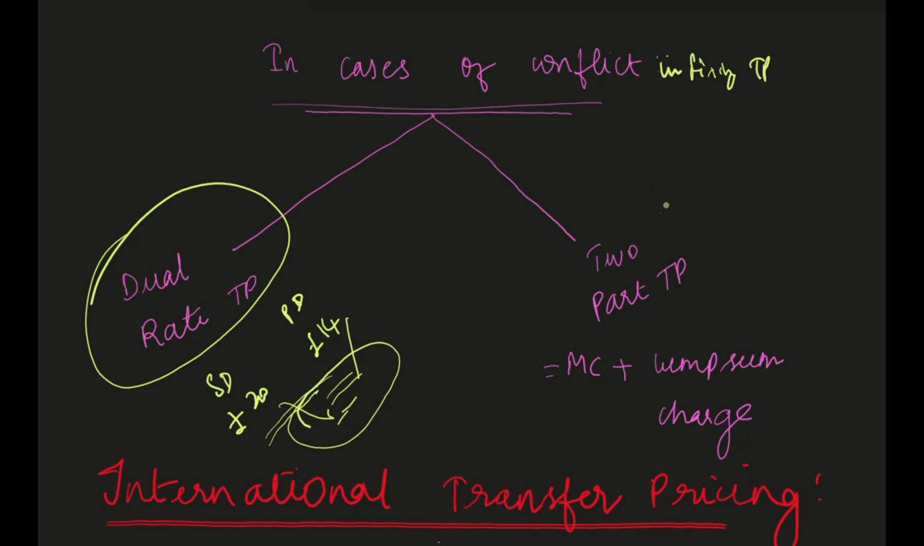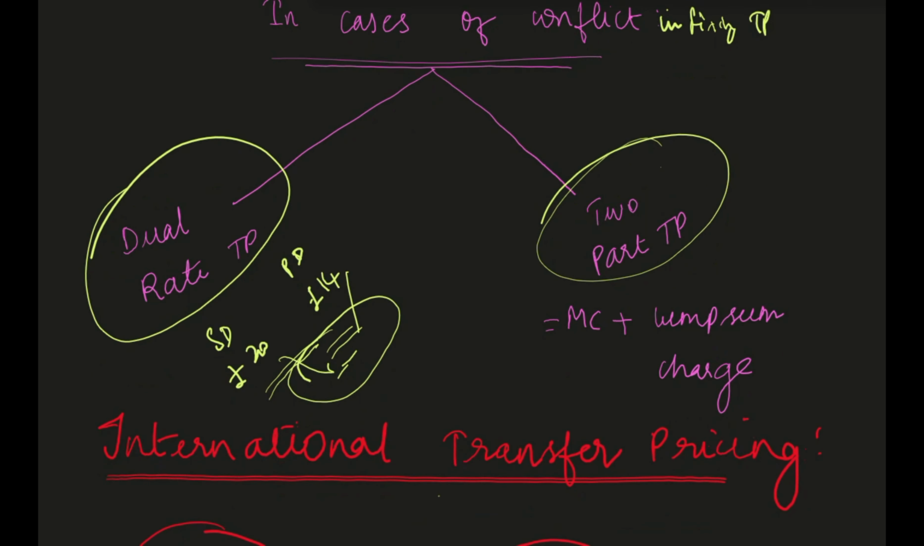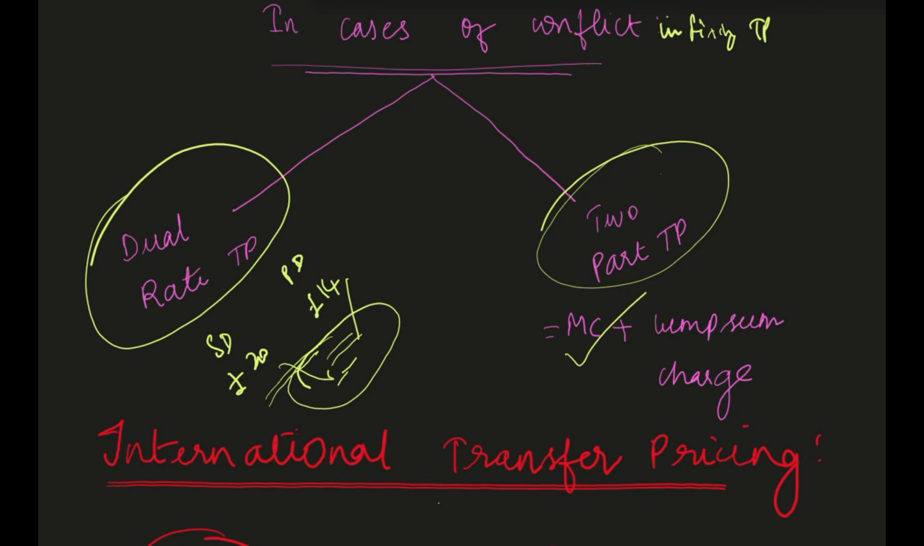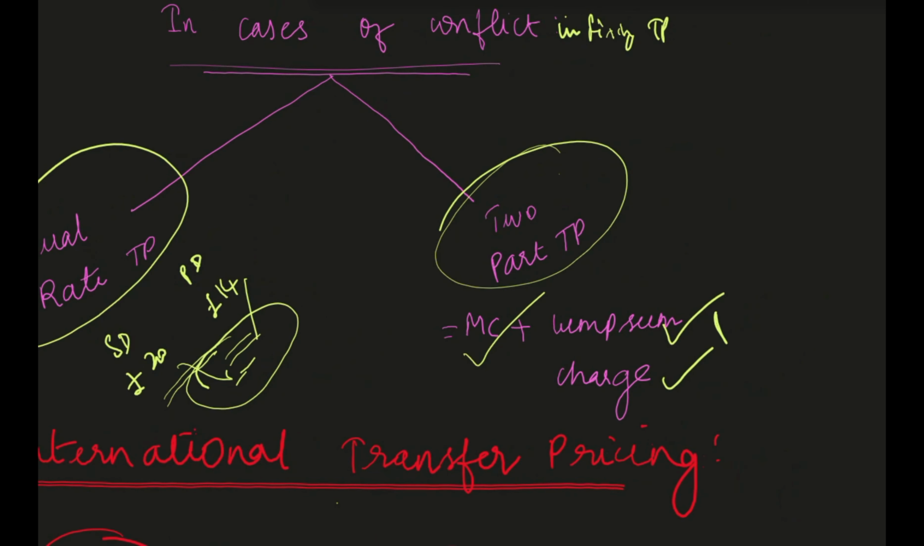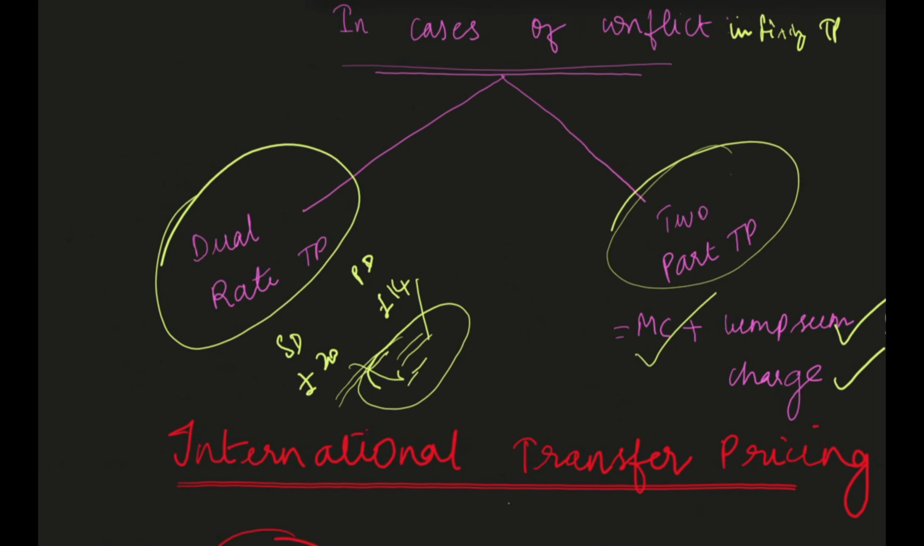And the next way to resolve it is two-part transfer pricing. Here, we will add the marginal cost incurred, and they will also add a lump sum charge. This will be a part of fixed cost that they will agree.